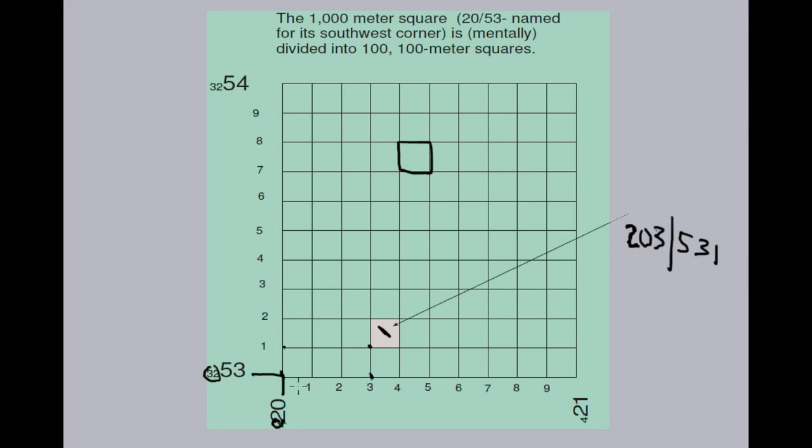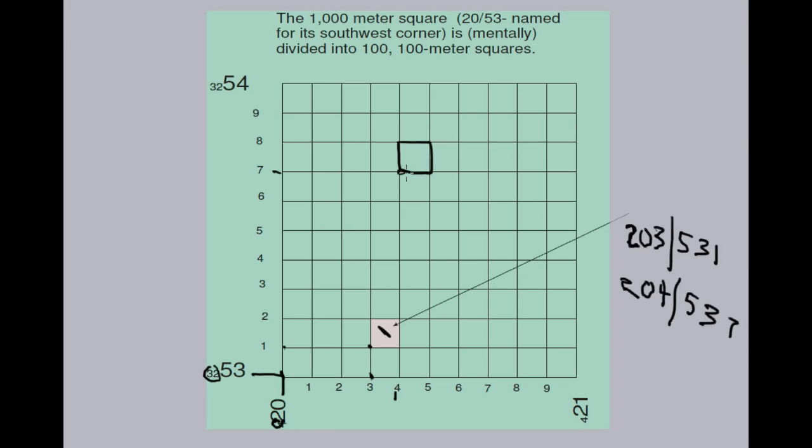Let's identify those coordinates. That would be 204. This point right here is 204, by 537. Here's our 7 out here. So 204 by 537. And when you stated your coordinates that way, using this abbreviated system, you would have identified yourself as being somewhere within a 100 meter square, with 204 by 537 being the southwest corner of that square. For most land navigation purposes, that's about as accurate as you need to be.